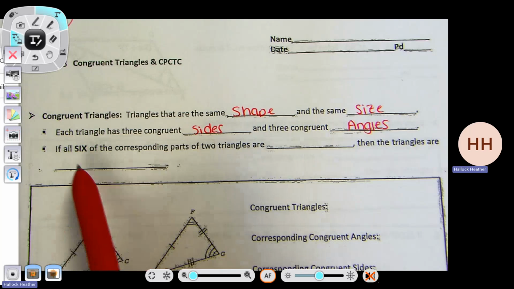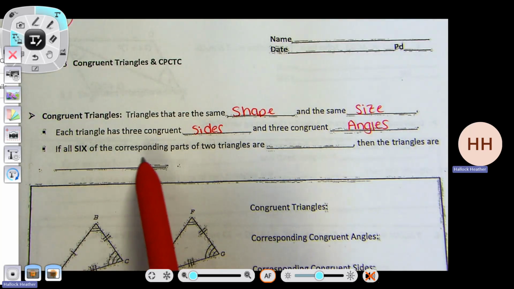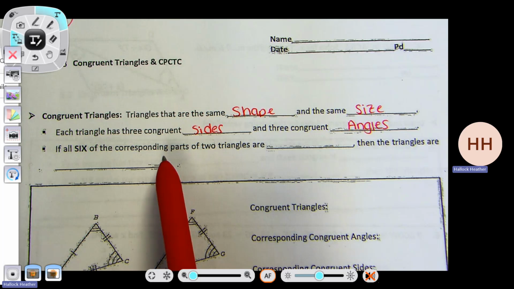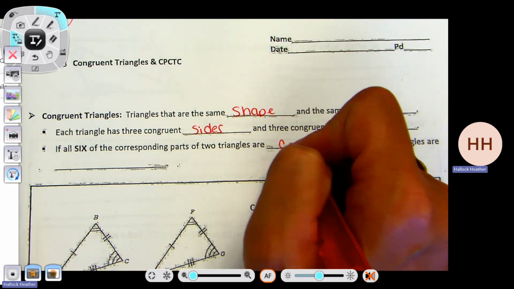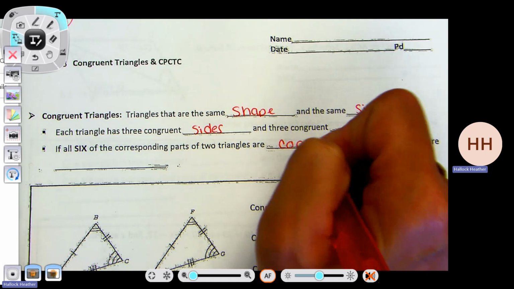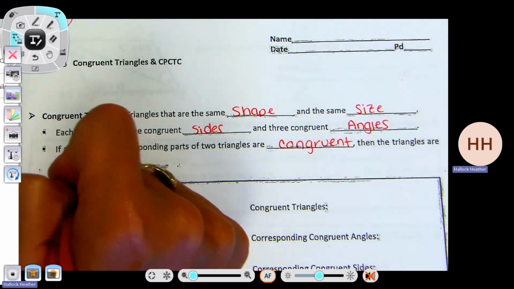Okay. So if all six of the corresponding parts, which means matching parts of 2 triangles, are congruent, so if all the parts are congruent, then that means that the triangles are congruent.